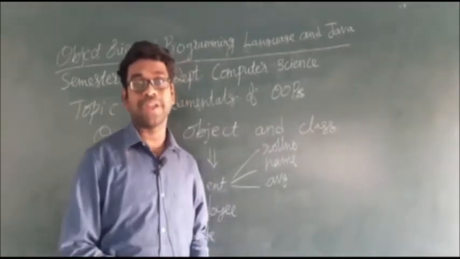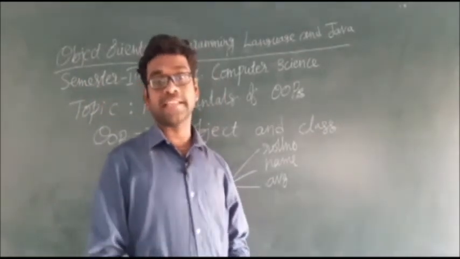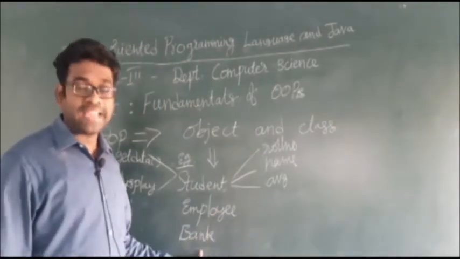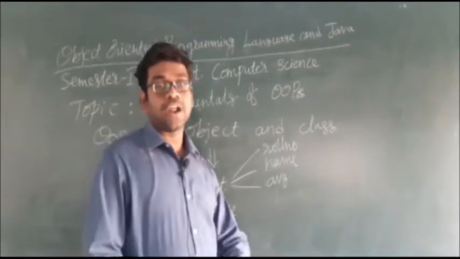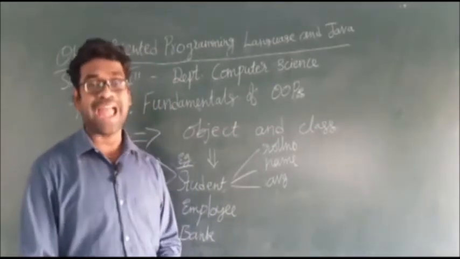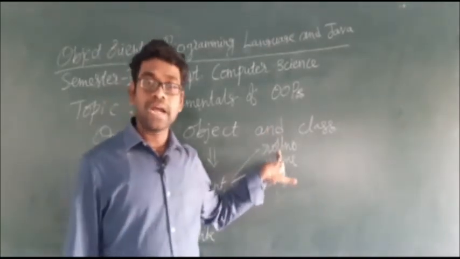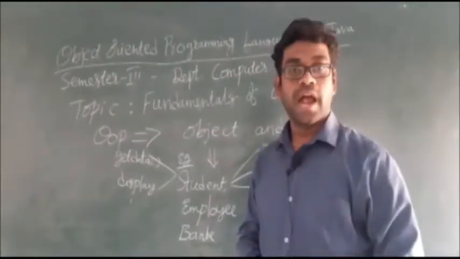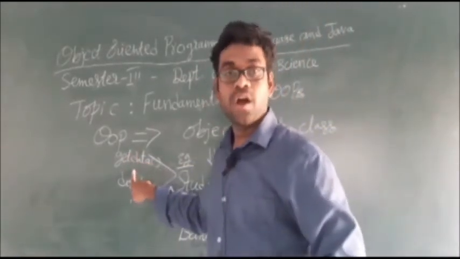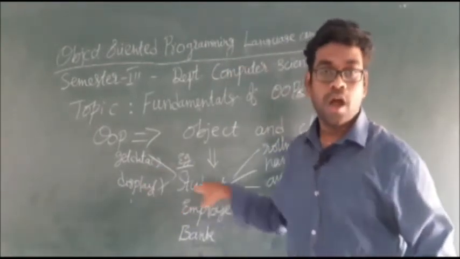Now what is meant by an object? An object is a thing that really exists in the world. Anything we can say as an object. Suppose student is an object, employee is an object, bank is an object. We can take anything as an object. Each and every object contains some properties and behaves with some actions. Suppose we take student as an object, the student can have roll number, name, average and so on. And the student can behave with some actions, like getting the data of the student and displaying the student's data in this object.